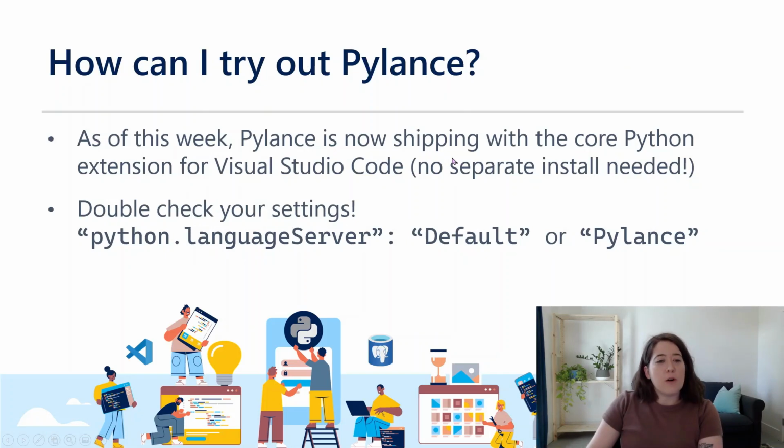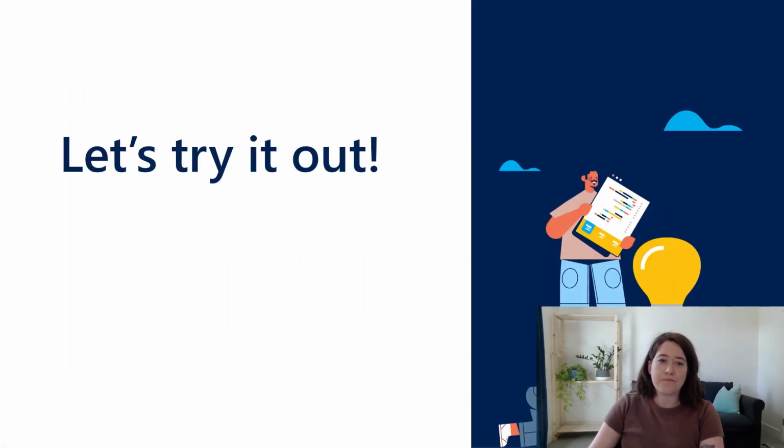So, as I mentioned before, Pylance is now the default language server for Python and Visual Studio Code, and this means that no separate installation of Pylance is needed. If you've never set a language server before, you'll have all Pylance functionality working right out of the box. If you've previously set a language server, you'll want to double check that your language server setting is set to default or Pylance to make sure that Pylance is activated. So let's hop over to Visual Studio Code and I'll show you some of that Pylance functionality I was talking about.